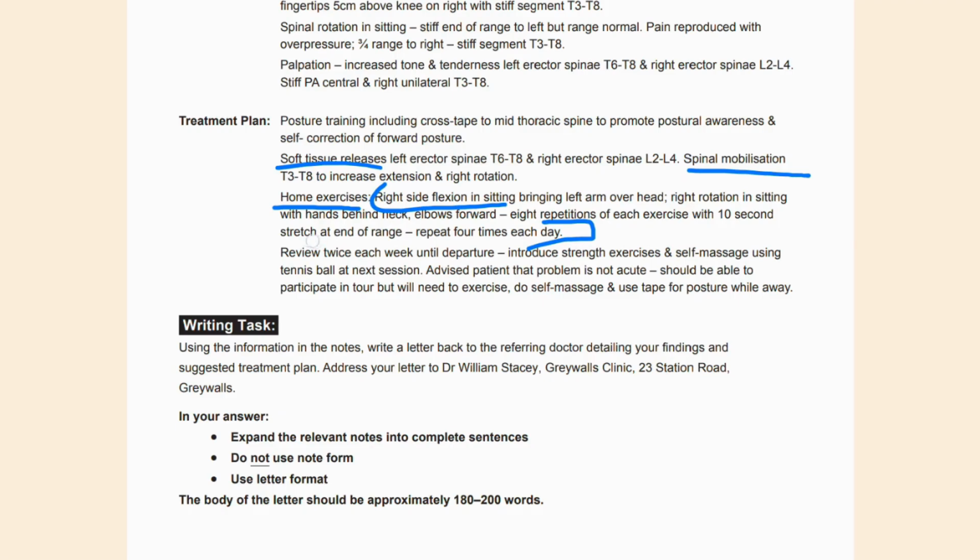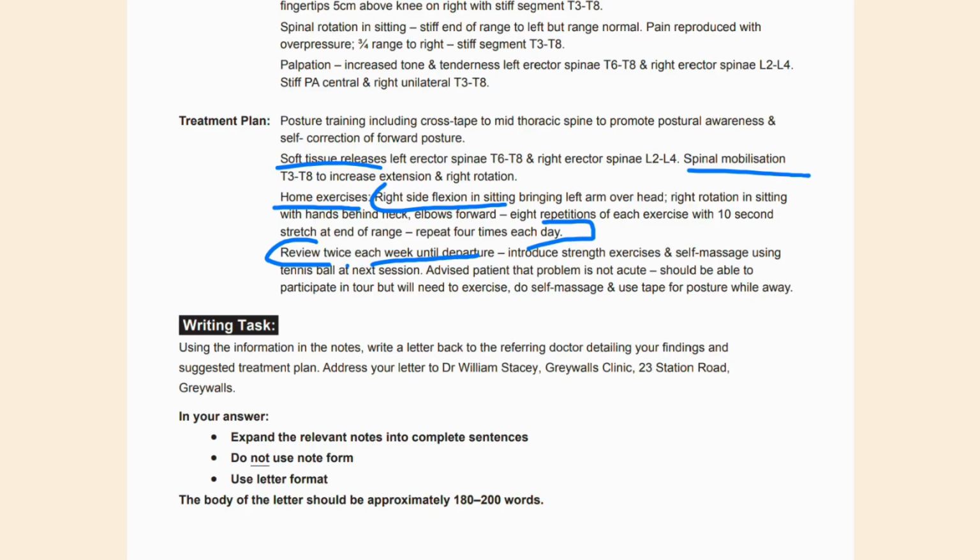And regarding the review, it is very important, because the doctor needs to know how many days the patient has this review, when, what time, all these things the GP needs to know. So we need to write review twice each week until the departure, the start of the concert tour, that we can write.